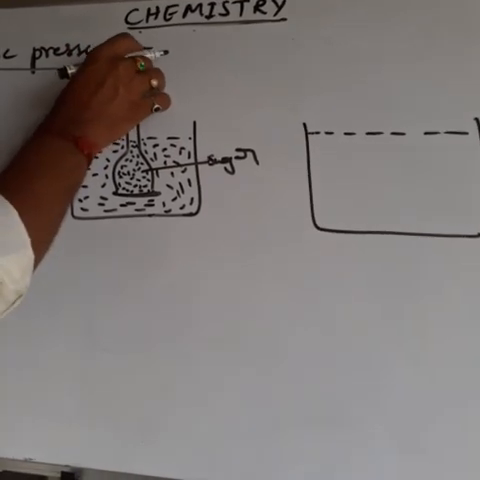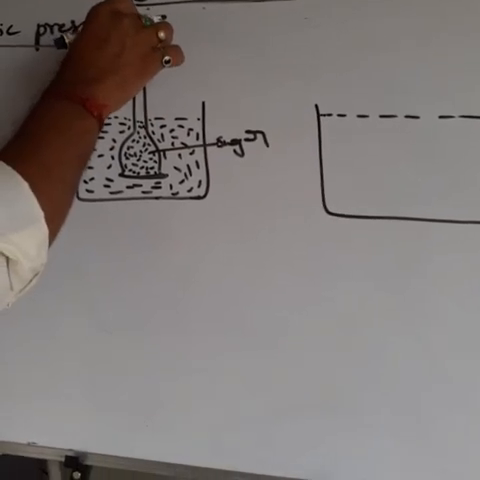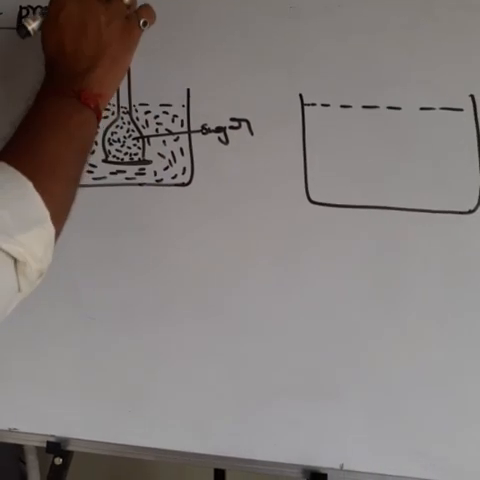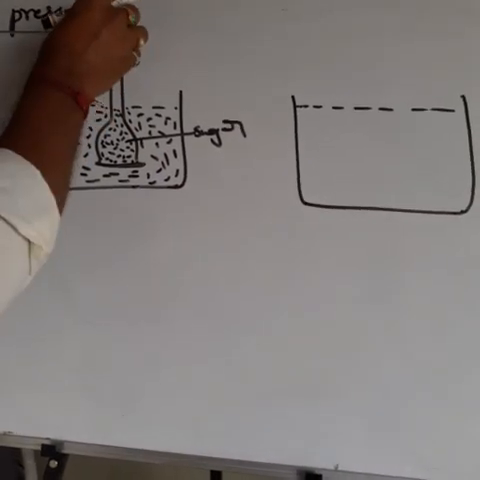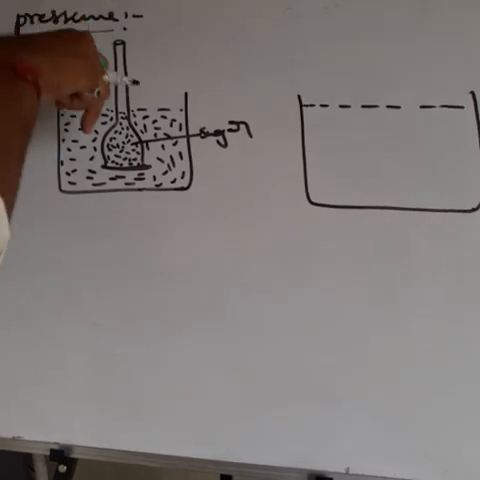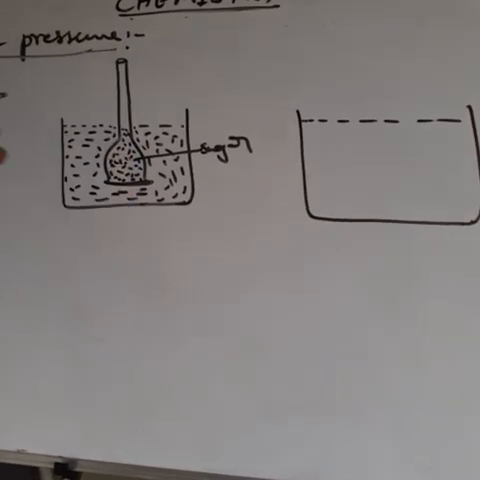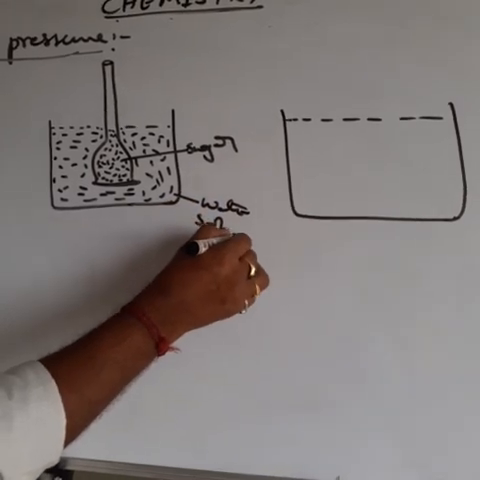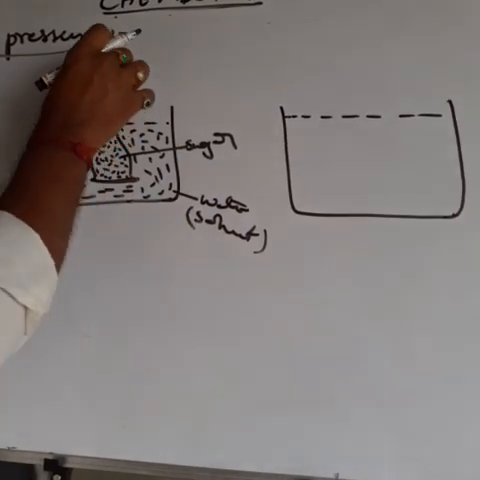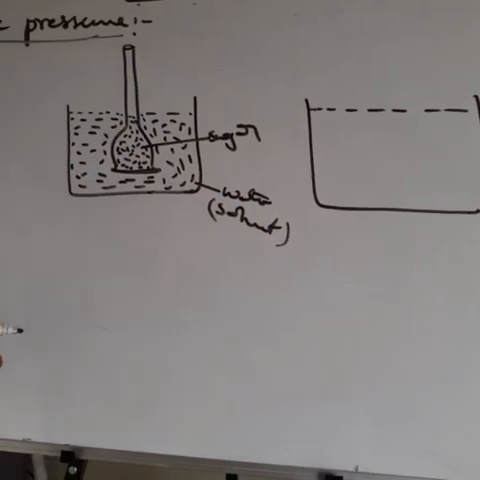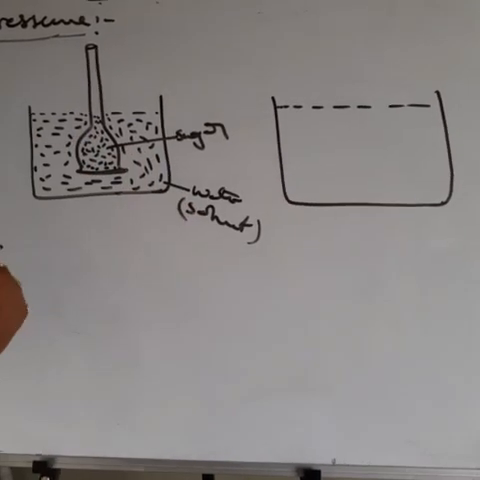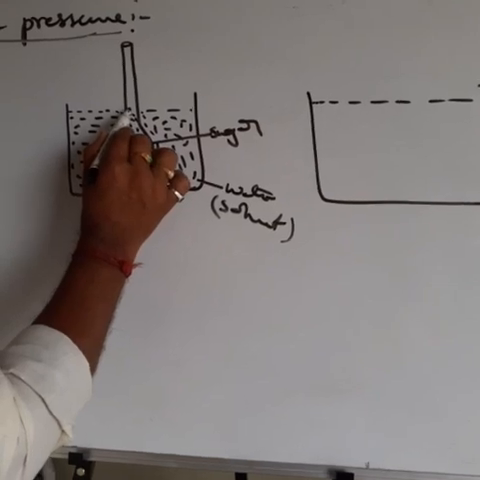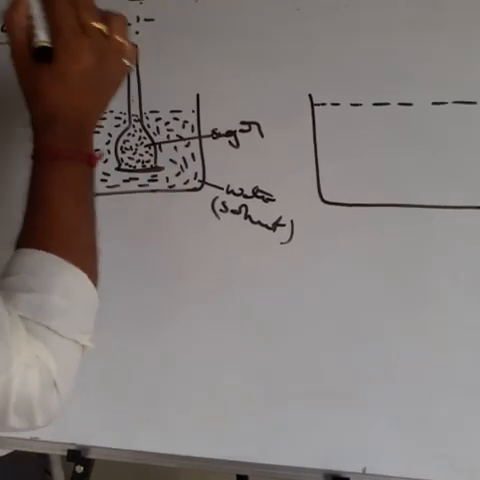Whenever the sugar solution is taken in this thistle funnel and the mouth of the thistle funnel is tied with a semi-permeable membrane, after that I am taking the sugar solution. The thistle funnel is inverted into this water. This is pure solvent water. When it is arranged in this pure solvent, what happens? After a few minutes, you can observe the level of sugar solution in the thistle funnel increases.